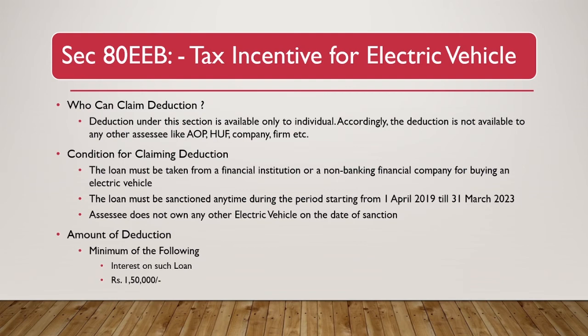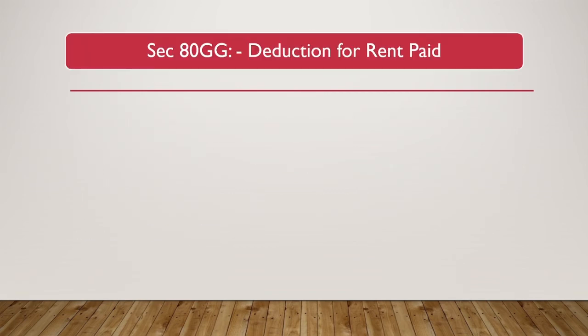Now friends, let us understand section 80GG, deduction for rent paid. Most of us have to stay in rented accommodation for residential purpose, and as the prices of products are hiking, even rental prices are hiking, which is like an extra cost to us. But friends, this is not an extra cost to us. Rent paid can be claimed as deduction.